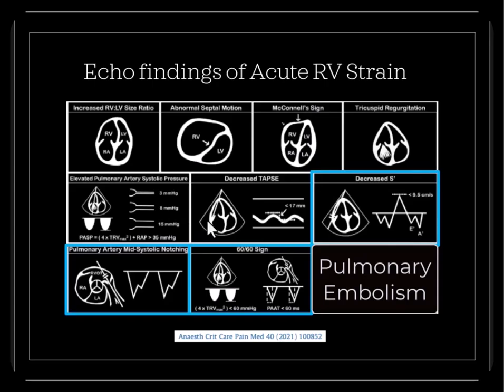There are some additional measurements that can be performed that can also help rule in pulmonary embolism, such as a decreased S prime, mid-systolic notching during your pulmonary acceleration time, a pressure gradient less than 60, a pulmonary acceleration time less than 60, what's called the 60-60 sign. So these are additional things that you can learn as your echo skills improve that will help you rule in pulmonary embolism. Now let's apply what we've learned to a clinical case.